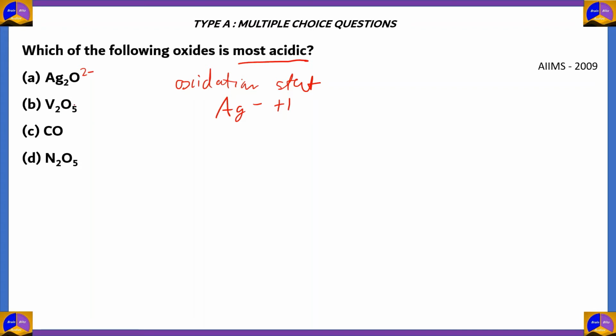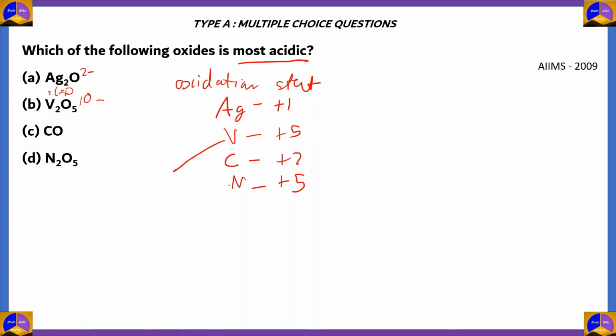For V2O5, so 5 into 2 minus, so that is 10 minus totally. So we will have 2 times of 5 plus in order to counteract 10 minus. So vanadium has an oxidation state of +5. Carbon has an oxidation state of +2 in order to counteract -2 of oxygen. And similar to V2O5, in N2O5, nitrogen also has an oxidation state of +5. So, which of these is most acidic?